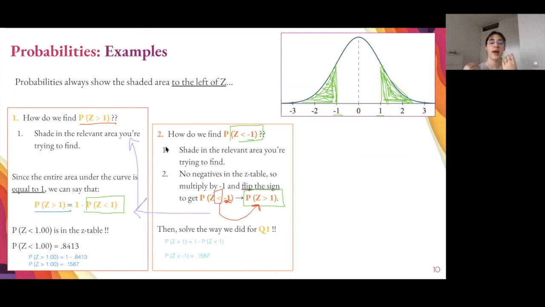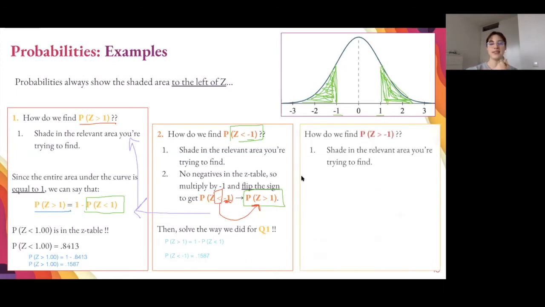And so now we have this example, and the last way that we can be given a probability of a z-score in terms of negative numbers and inequality signs is this way. So how do we find the probability that z is greater than -1? So as always, let's draw it out. So we have the probability that z is greater than -1.